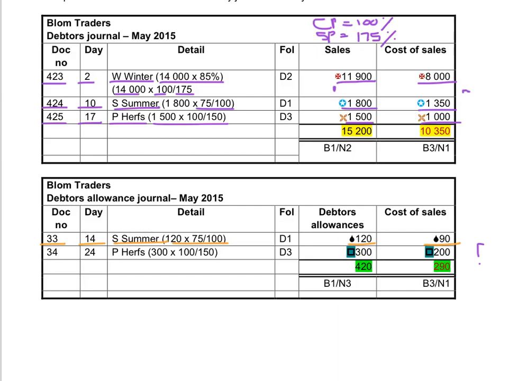And we will indicate that it's document number 34 on the 24th. The amount is 300 that we will reduce the account with, and we will work out 100 divided by 150 to calculate the cost of sales as 200 rand.